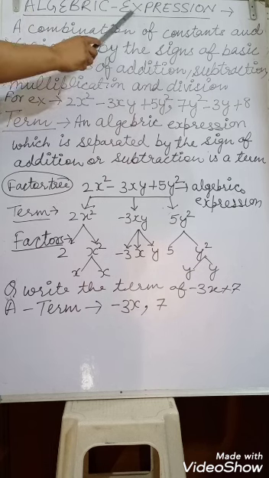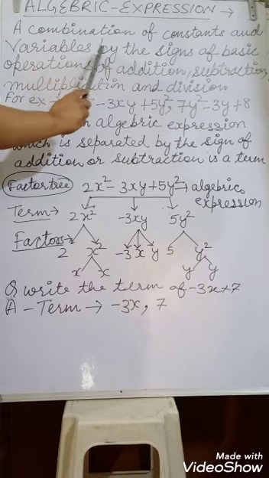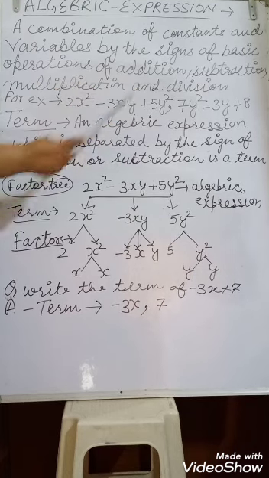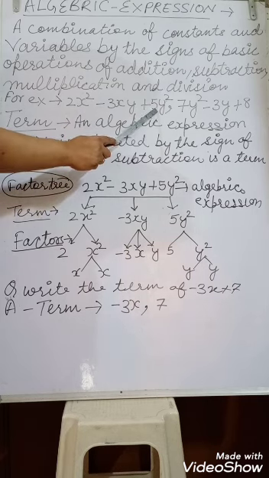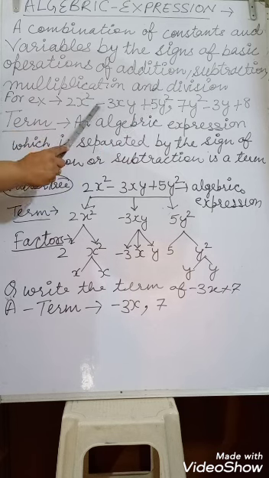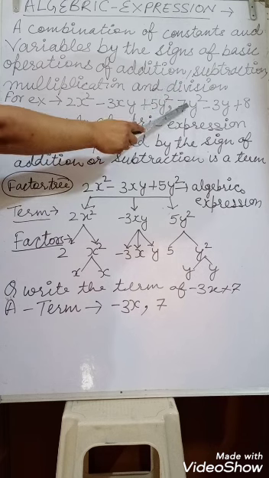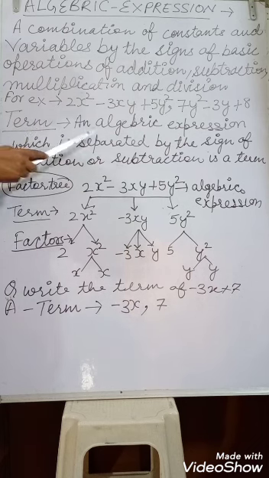What is an algebraic expression? Let us understand it through the definition. A combination of constants and variables by the signs of the basic operations of addition, subtraction, multiplication and division is an algebraic expression. How? Let us see. 2x square minus 3xy plus 5y square is an algebraic expression. Okay, now see this is a negative sign, this is a positive sign, and we have got 3 terms. Now class, 7y square minus 3y plus 8 is also an algebraic expression. Now what is a term? An algebraic expression which is separated by the sign of addition or subtraction is a term.